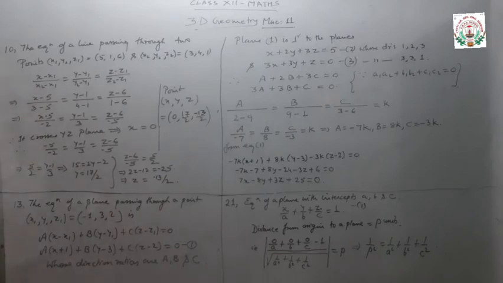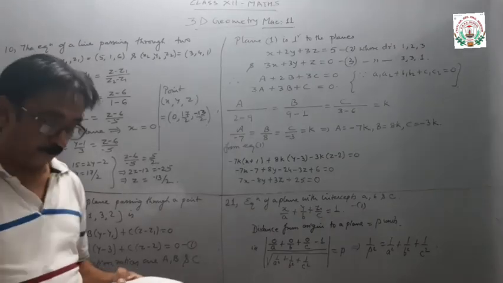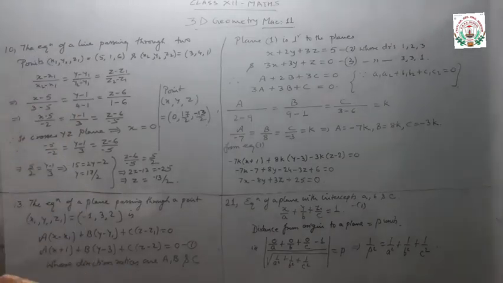Okay. The question number 13. Find the equation of the plane passing through the point minus 1, 3, 2 and perpendicular to each of the planes x plus 2y plus 3z equal to 5 and 3x plus 3y plus z equals to 0. So the equation of a plane passing through a point x1, y1, z1 is given by a into x minus x1 plus b into y minus y1 plus c into z minus z1.